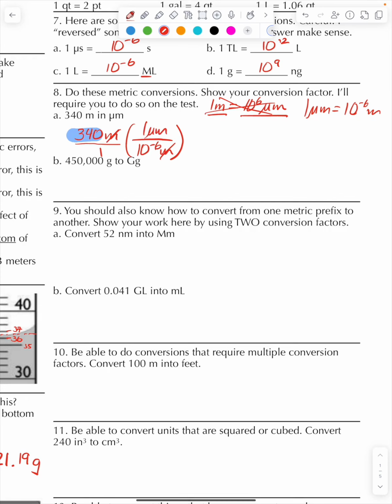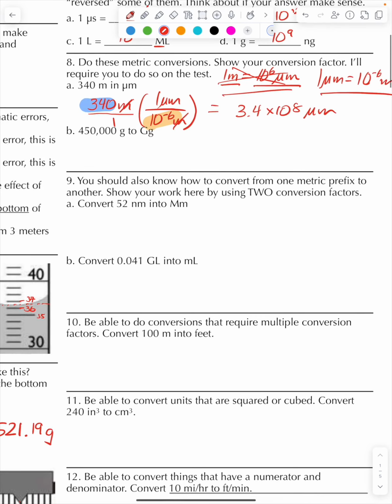This time you're going to put in your calculator, let me change the color here, blue is a little bit too dark. We'll try orange. We're going to take 340 and divide by 10 to the -6, and unsurprisingly, you're still going to get 3.4 times 10 to the 8th micrometers. So you could use any version, just make sure you're putting the right thing in the numerator and denominator to cancel.